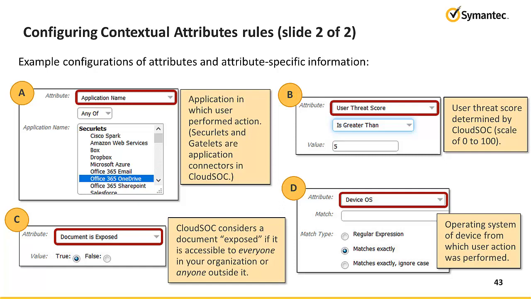The attributes available for use in contextual attribute rules are listed and explained in the Symantec Knowledge Base article entitled Contextual Attribute Conditions for the Symantec Cloud Detection Service Detection Rules, which is available at the support.symantec.com website.